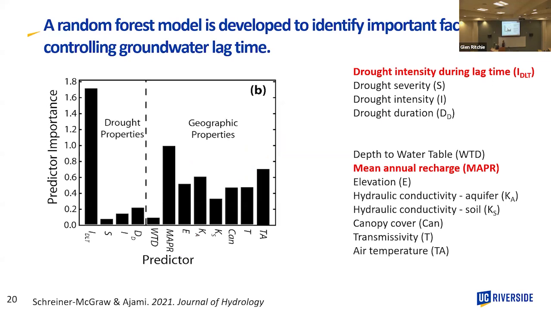Then we used a machine learning model to understand what are the factors that control this lag time. And we looked at a number of climate properties and geographic properties. It turns out that the main factor that controls the lag time is basically drought intensity during the lag time. How severe is the drought event? What is the deviation of precipitation from the normal condition? And when we are looking at the geographic properties, it seemed mean annual recharge was the main factor.